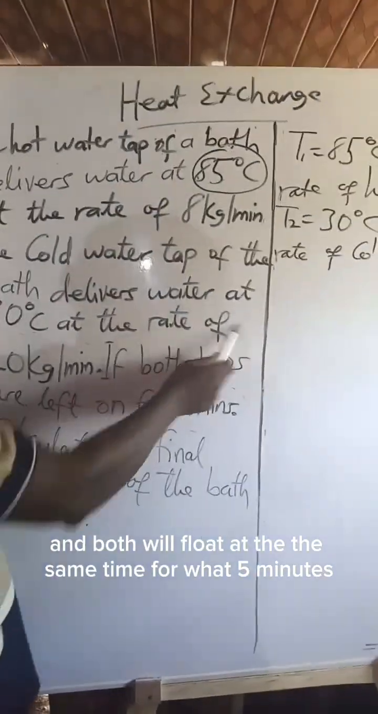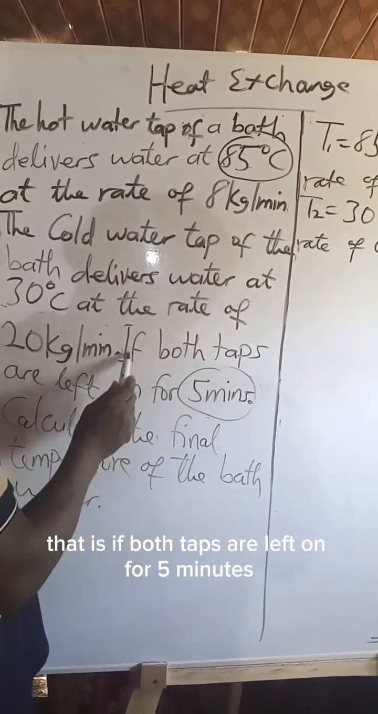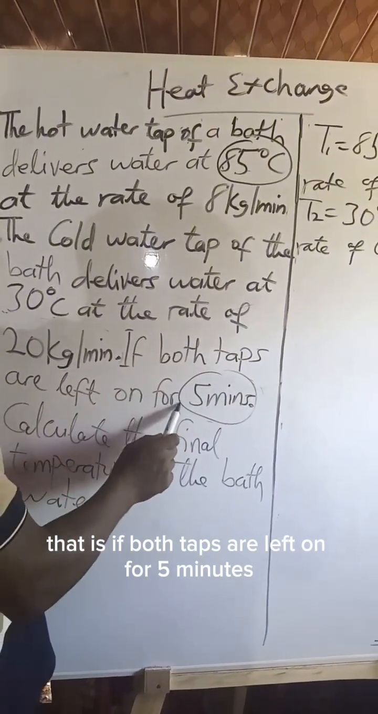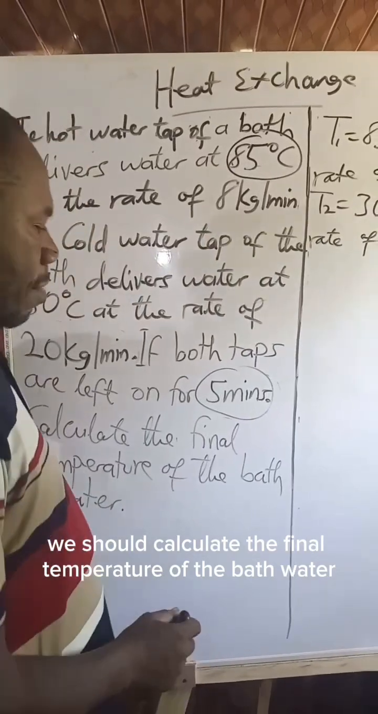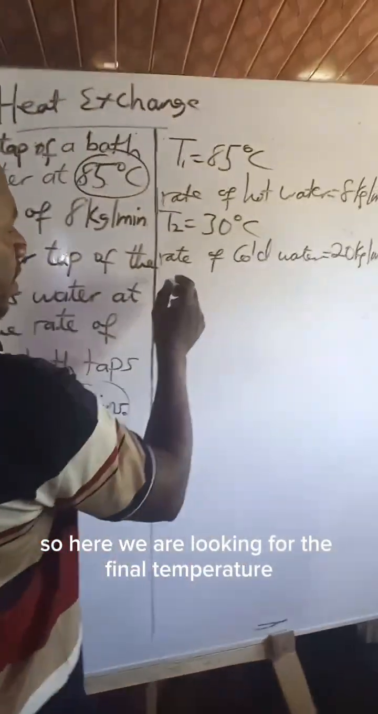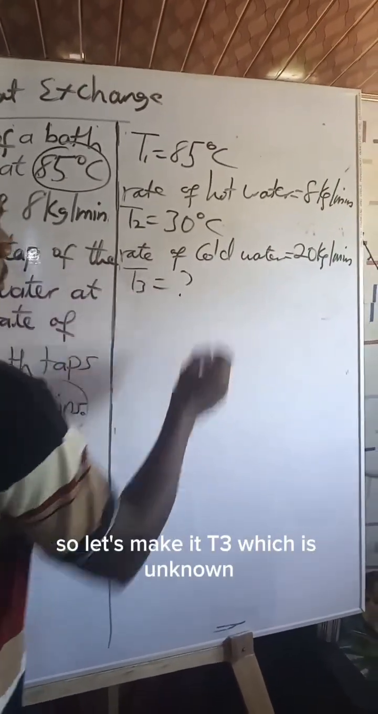And both were flowing at the same time for 5 minutes. That is, if both taps are left on for 5 minutes, we should calculate the final temperature of the bath water. So here we are looking for the final temperature. Let's make it T3, which is unknown.